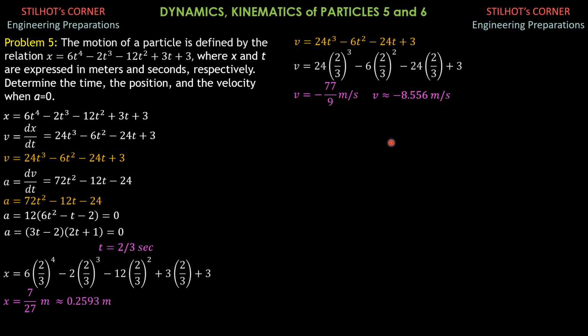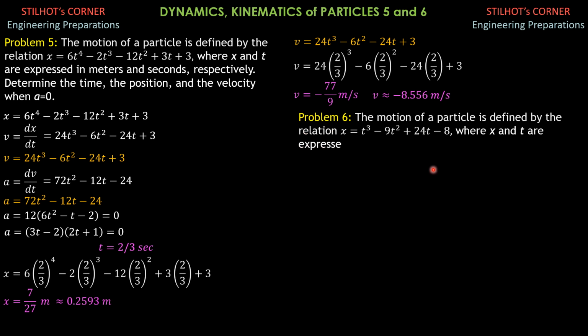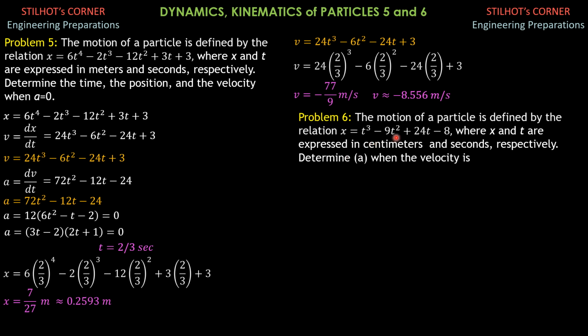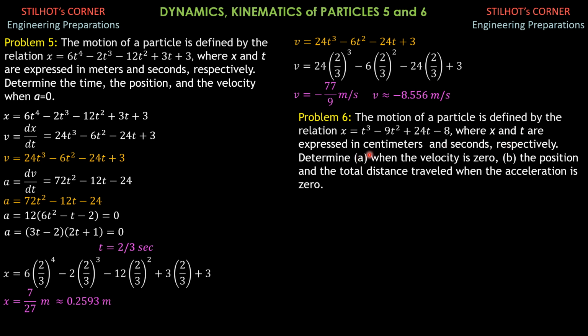We then proceed to problem 6, and problem 6 is this. The motion of a particle is defined by the relation x equals t cubed minus 9t squared plus 24t minus 8, where x and t are expressed in centimeters and seconds respectively. Determine A, when the velocity is 0, and B, the position and the total distance traveled when the acceleration is 0.